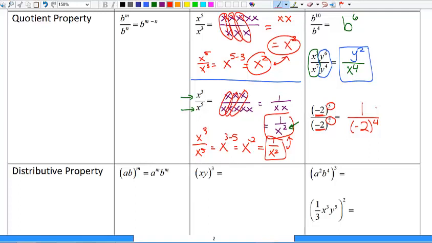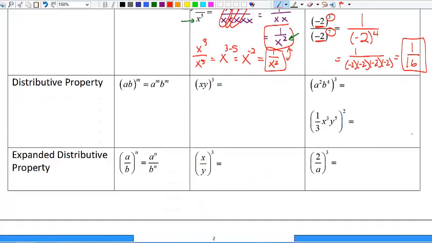And the reason they go in the bottom is because there was more in the bottom to begin with, because 7 is bigger than 3. And now I can just work that out. That's just 1 over negative 2, 4 times, which turns out to be 1 over positive 16.